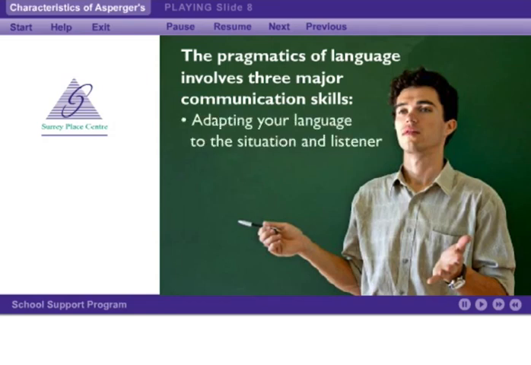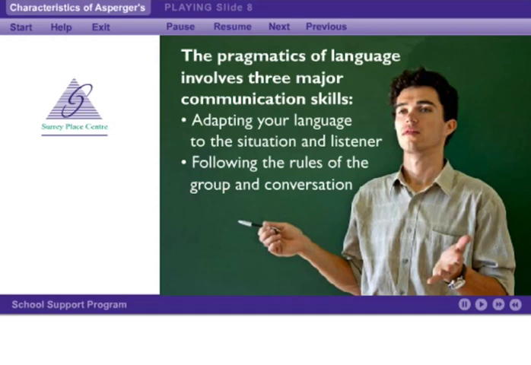Adapting your language to the situation and listener, like adjusting vocabulary, voice volume, and tone, such as using motherese when you're talking to a baby. Following the rules of the group and conversation, like taking turns, bringing up new topics, and rephrasing when you aren't understood, and communicating social or emotional information.